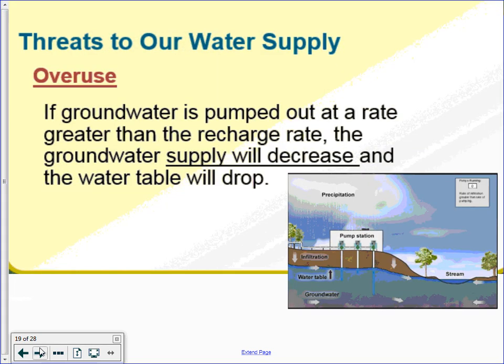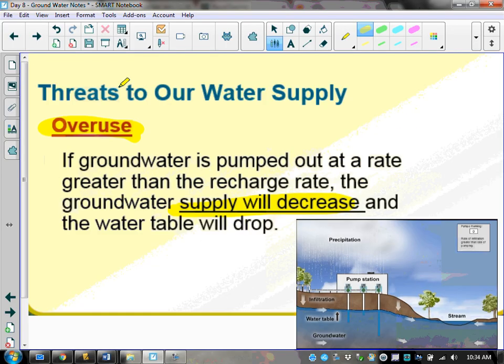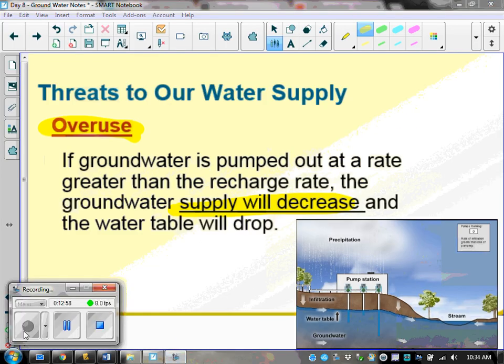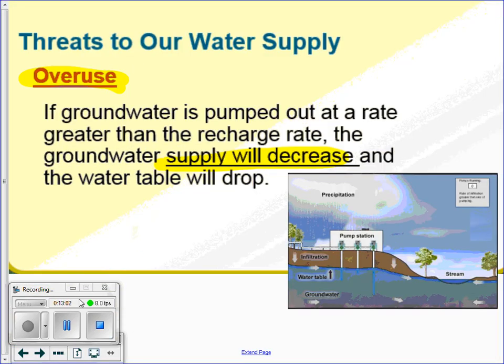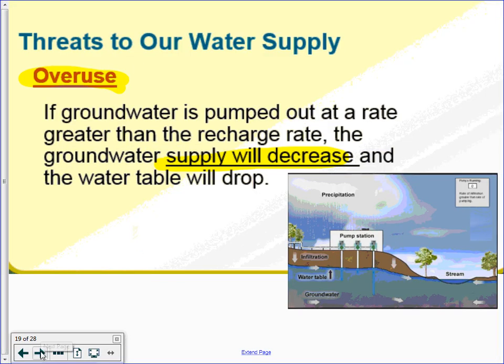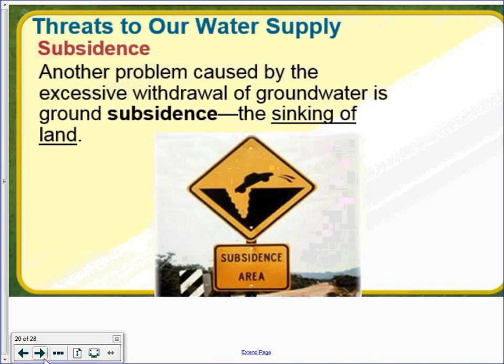A big threat to water supply around the world is overuse. So if you use water faster than it can replenish, then you're going to run out of it. So most places that have a well, they're really regulated on how many gallons they can take away per month. Now, corporations are really good at taking more than their share.